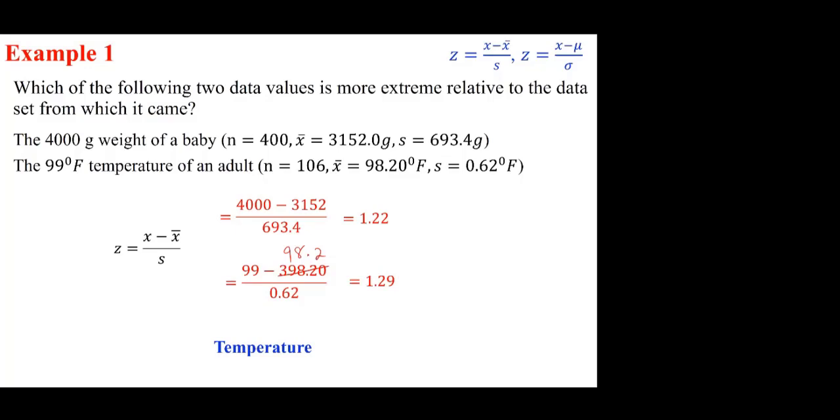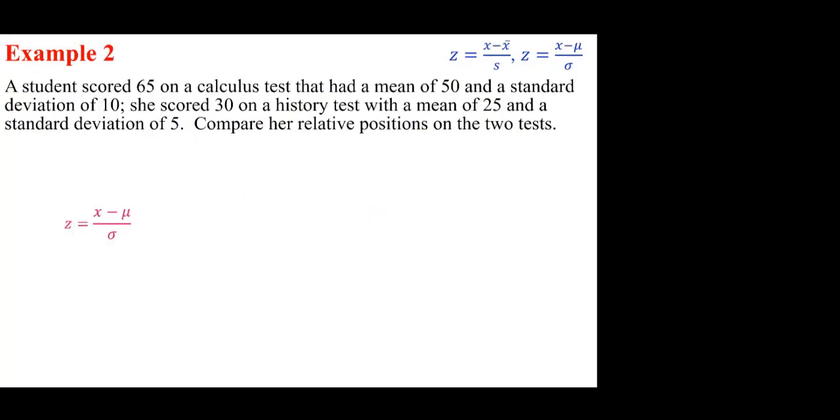Here's the next one. A student scored 65 on a calculus test that had a mean of 50 and a standard deviation of 10. She scored 30 on a history test with a mean of 25 and a standard deviation of 5. Compare her relative positions on the two tests. You have to calculate the z-score. What is the score? If you look at the first one, it is 65, that's the score, x. The mean and the standard deviation, that's the first one, you calculate it. The next one is 30, so this is the x amount, if you will, the score.